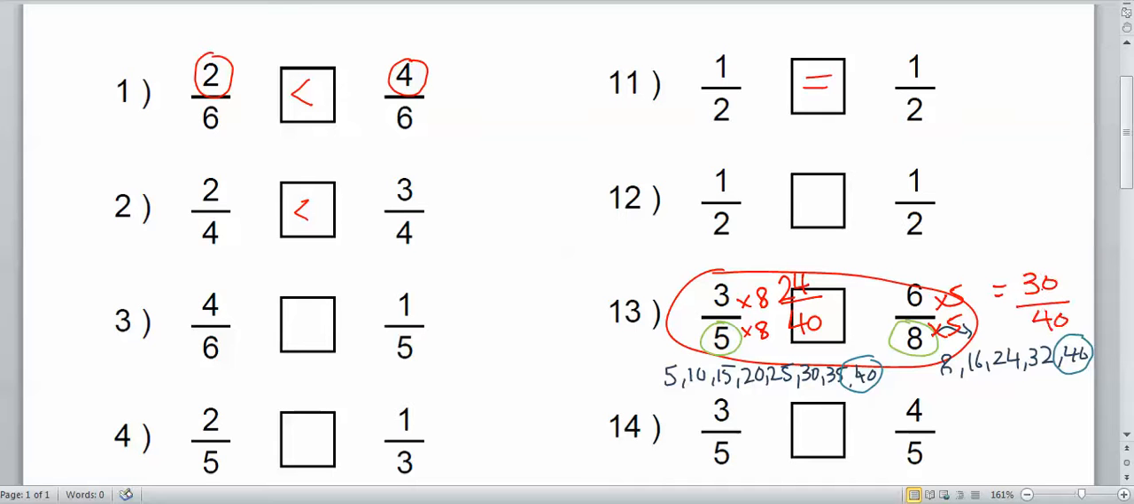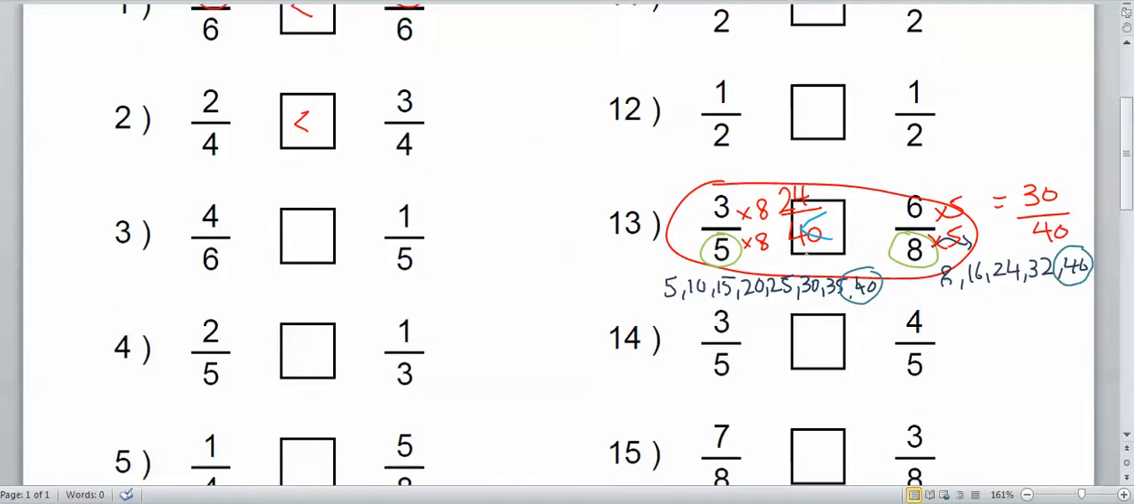So now we have the same denominator. We have 24 parts compared to 30 parts out of 40. So 24 parts out of 40 is less than 30 parts out of 40.